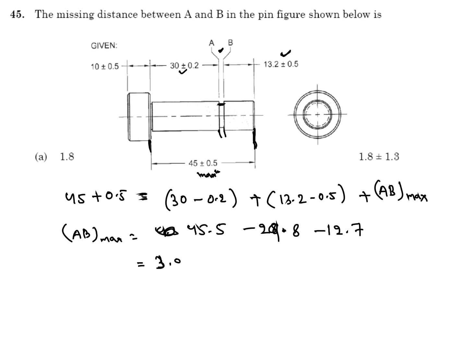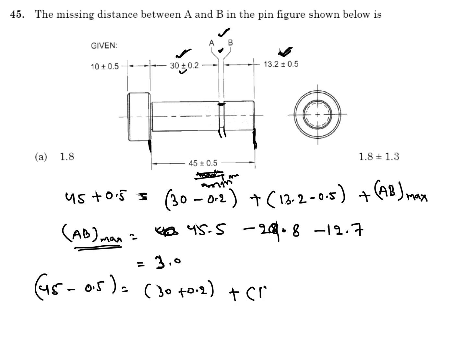Then for the minimum value of AB, it's 45 minus 0.5. The minimum of this total value is this one maximum plus this one maximum and AB minimum. So 30 plus 0.2 plus 13.2 plus 0.5 plus AB minimum. So from here you will get the AB minimum value.